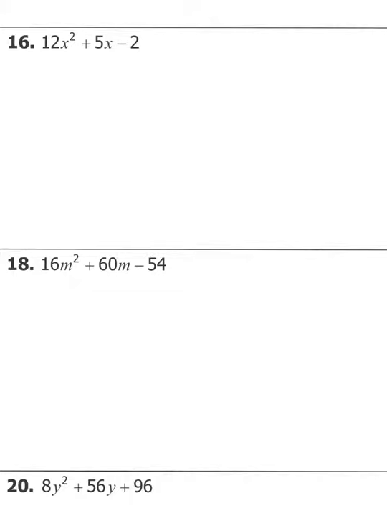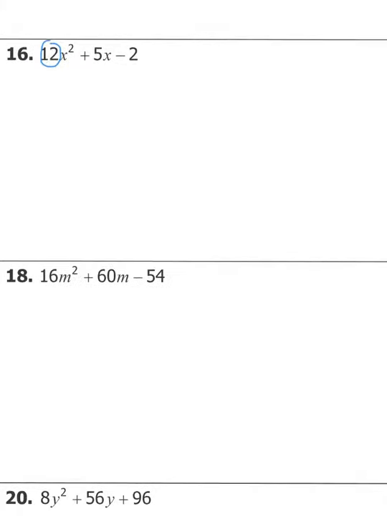So if you recall, I had taught you before that you needed to take the coefficient in front of the x squared term and multiply it to the constant. So 12 times negative 2. That's going to create a new trinomial. So we get x squared plus the 5x, but 12 times negative 2 is negative 24. So now I know how to factor this. So I'm going to take the factors of 24 and subtract them to get 5.